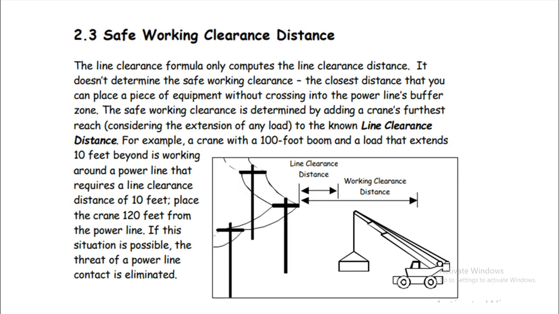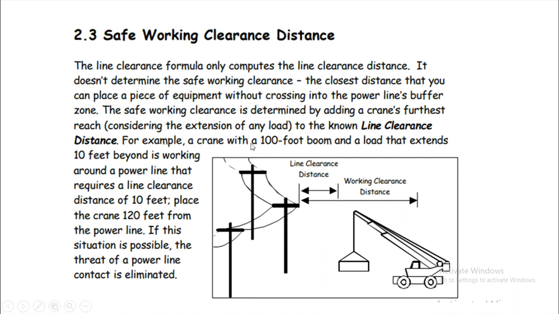Safe working clearance distance. The line clearance formula only computes the line clearance distance. It doesn't determine the safe working clearance. So that is only the line clearance distance, but it's not a safe working clearance. The closest distance that you can place a piece of equipment without crossing into the power line's buffer zone. The safe working clearance is determined by adding a crane's farthest reach, considering the extension of any load, including the luffing jib of the crane, to the known line clearance distance.